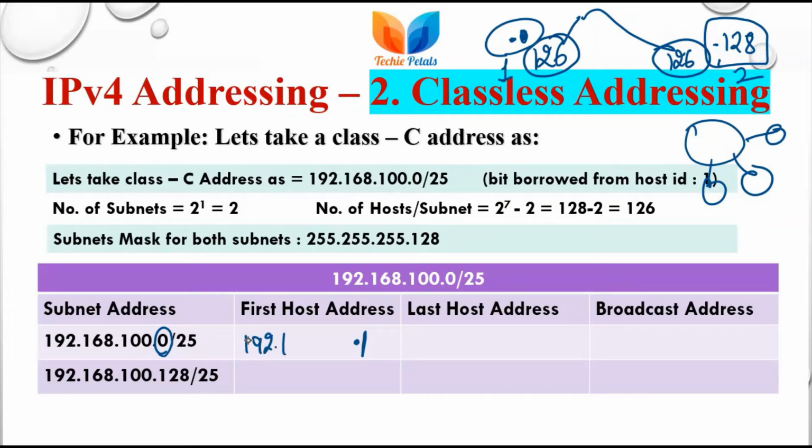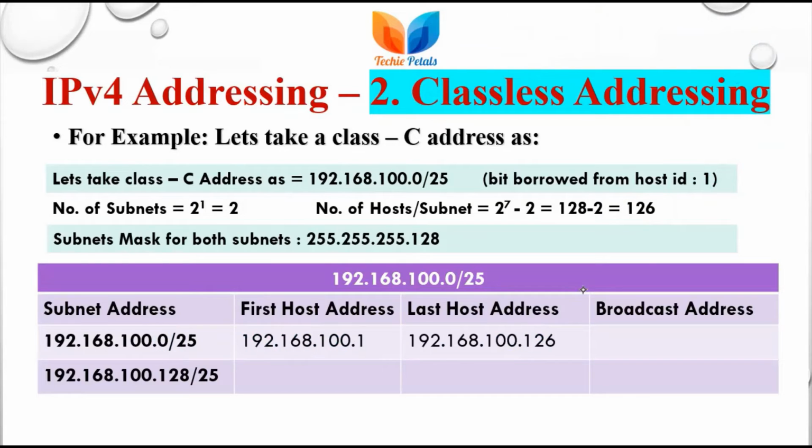Let's write it completely. 192.168.100. So the first address is going to be 1. Similarly, what will be the last address? As we have 126 hosts, the last address will be 126. Okay, and for this network, this is our first address of the network and this is our last address of the network.